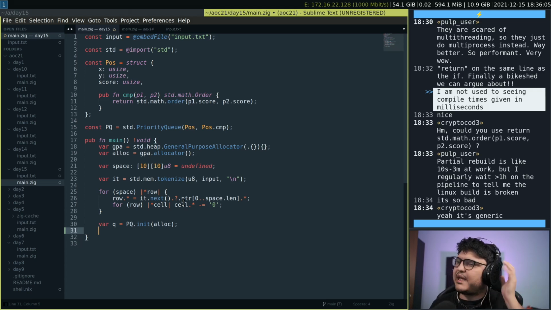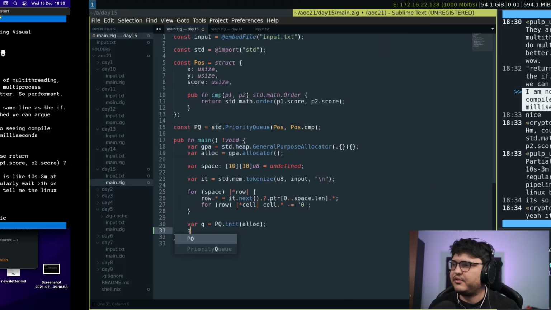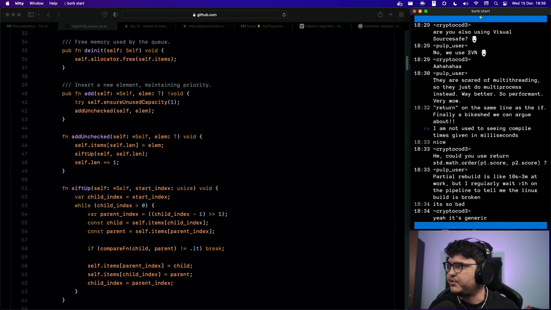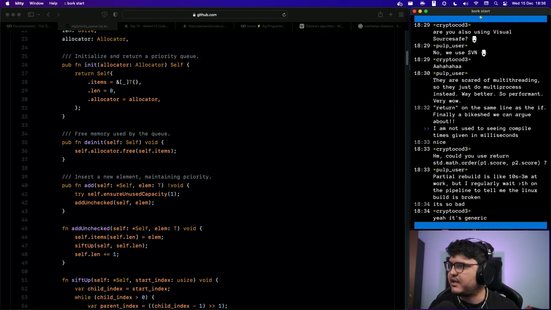Is the A-star more complicated than this? I think the dynamic programming explanation was way more complicated than this. I think that this is it. So q dot, I don't even know the methods. Push, add, insert a new element, maintaining priority.